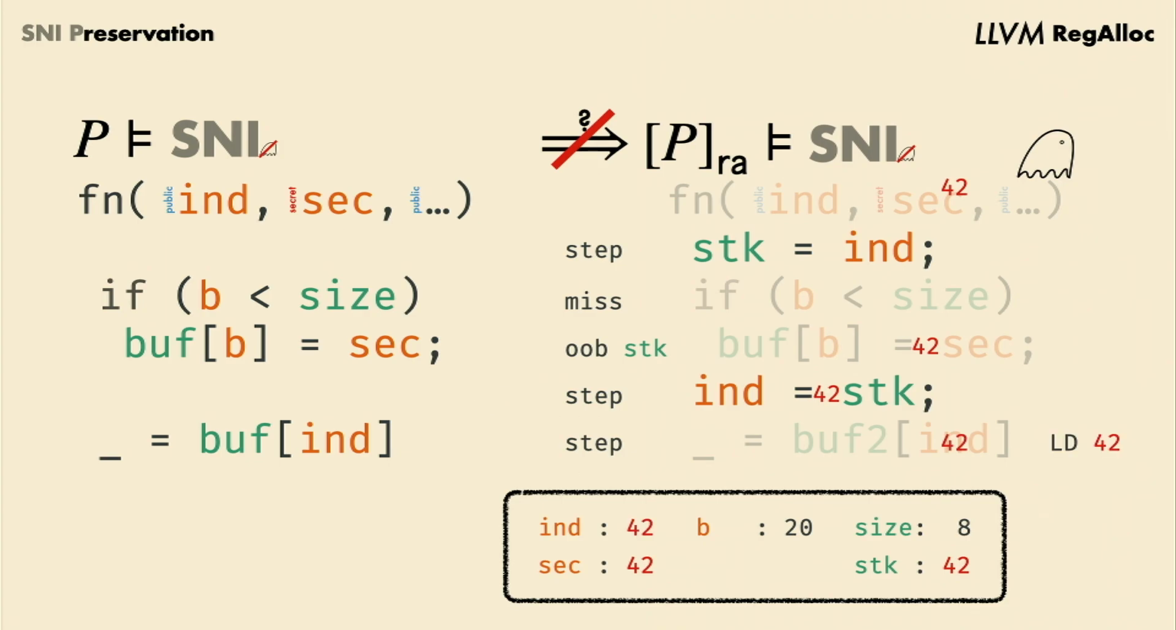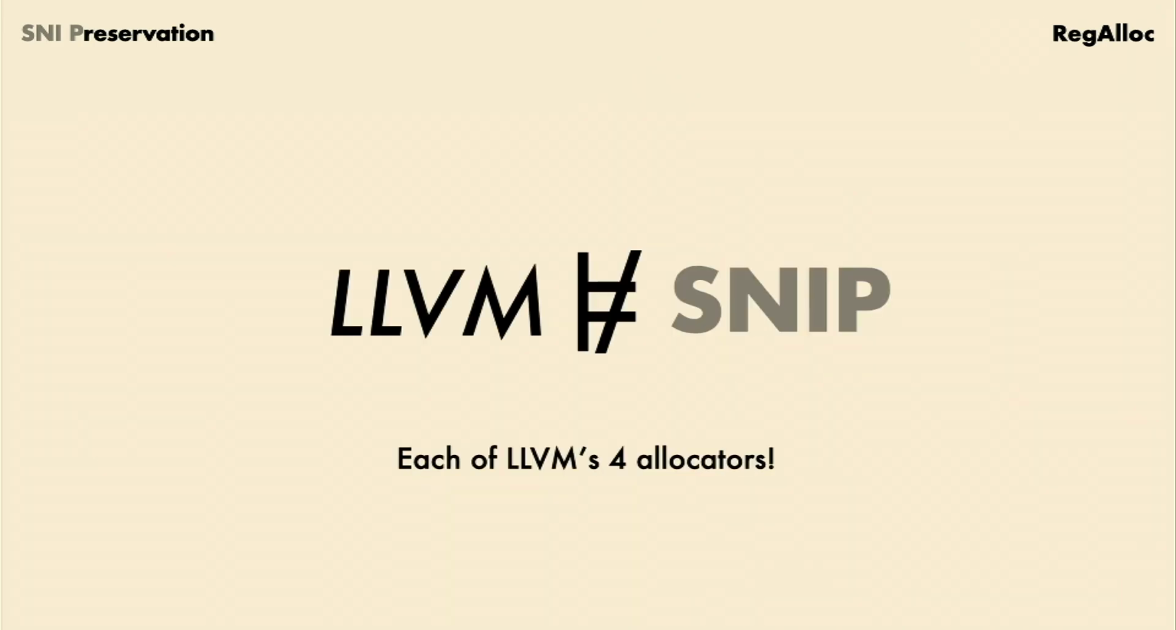So this means that register allocation is not SNIP. And actually, I've reproduced this on all 4 register allocators of LLVM, on code which I derived from libsodium and slightly modified so that I could actually see it happen.